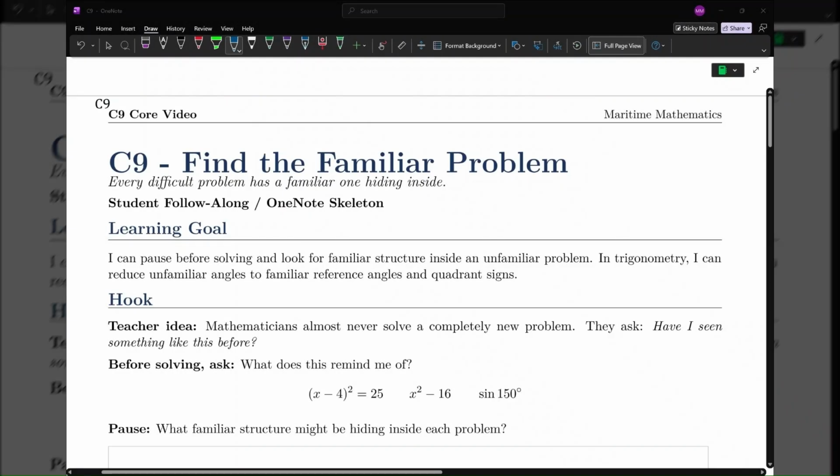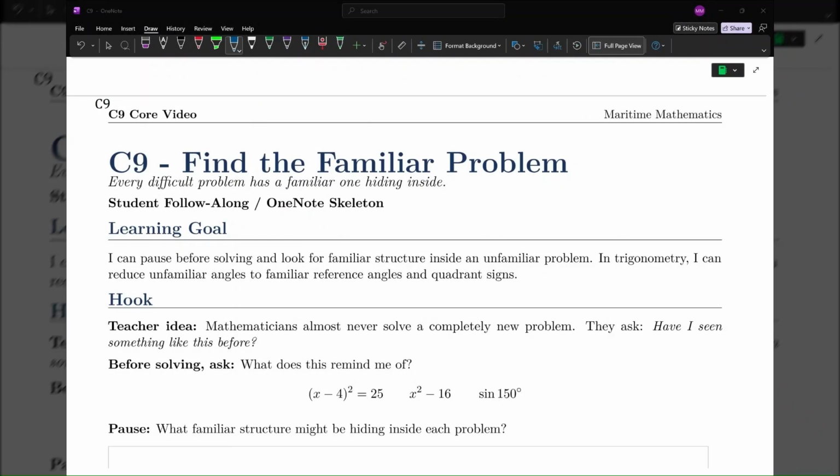Okay, welcome back for video C9, Find the Familiar Problem. So our learning goal today in this video is: I can pause before solving and look for familiar structure inside an unfamiliar problem. A little more specifically, in trig, I can reduce unfamiliar angles to familiar reference angles and quadrant signs. The tagline there is just: every difficult problem has a familiar one hiding inside. And that's kind of the big idea here.